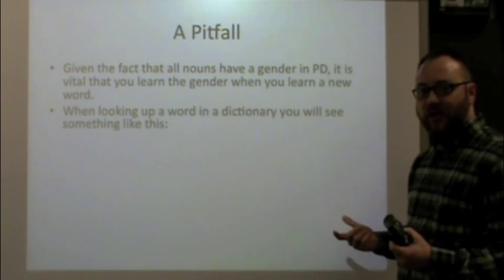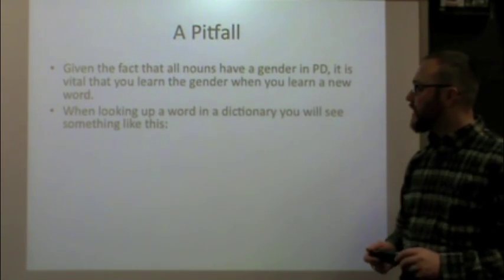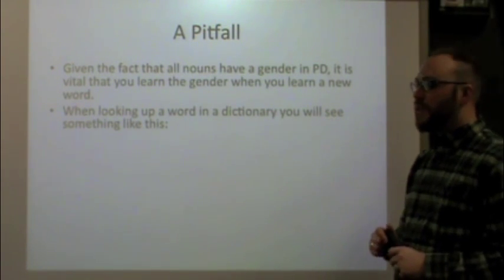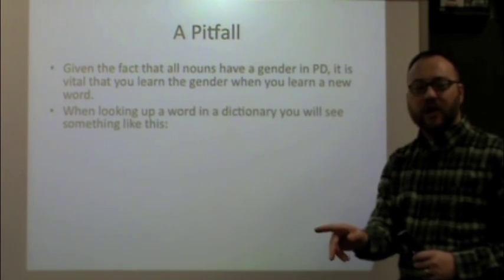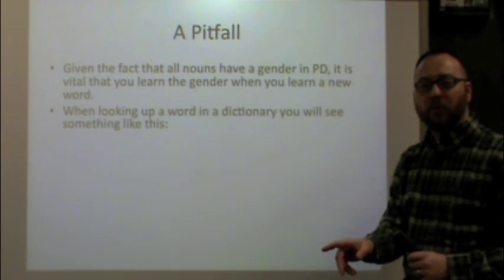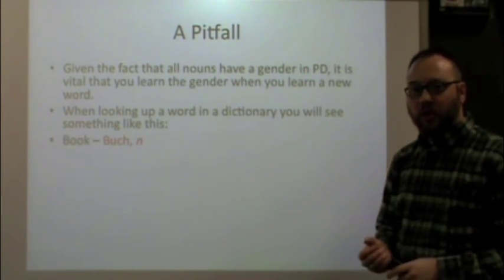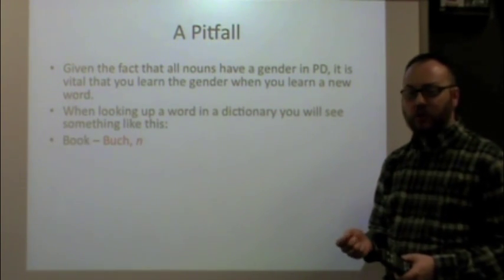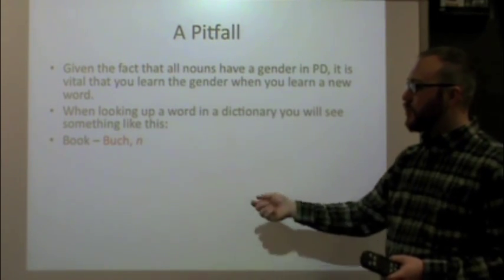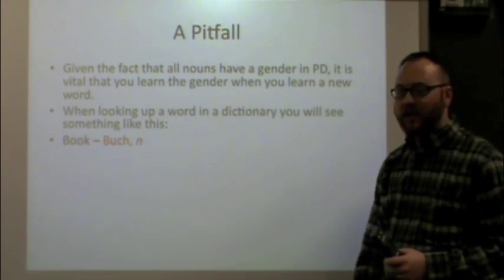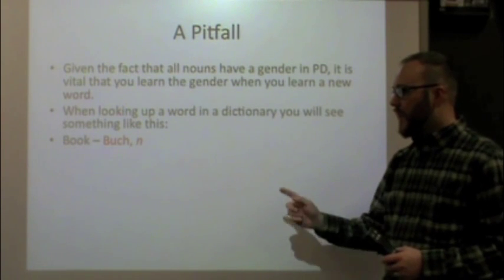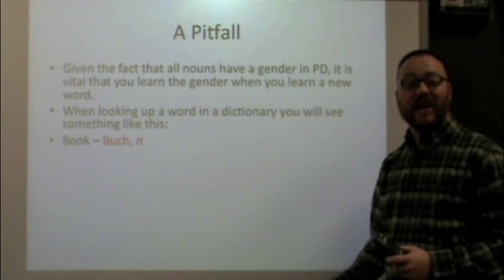How are you going to run into this the most? When you're looking up a word in a dictionary, you will see something like this. Both of the dictionaries that I advertised in video number 1 deal with it this way. Let's say you wanted to look up the word for book. You find the English word book. Behind it in Dutch will be the word boeg, B-U-C-H, then a comma, and then a little italicized N.